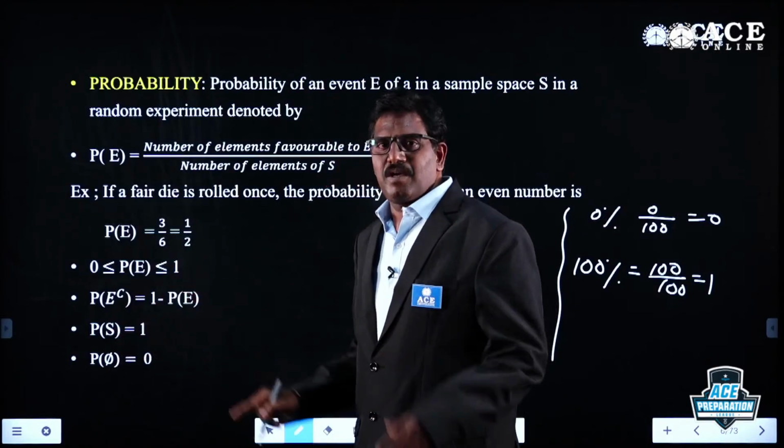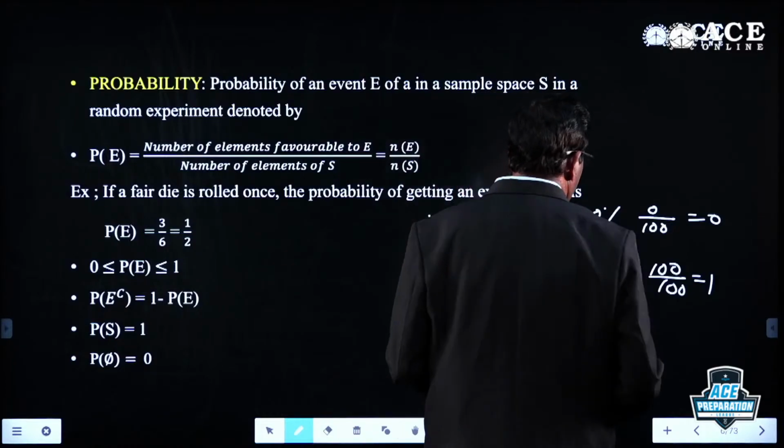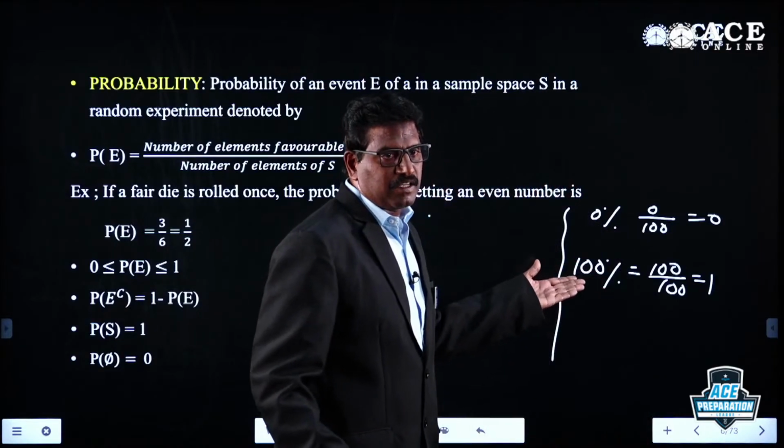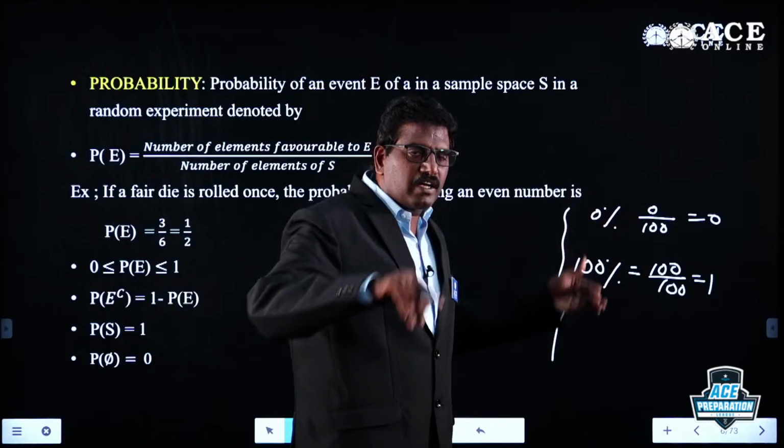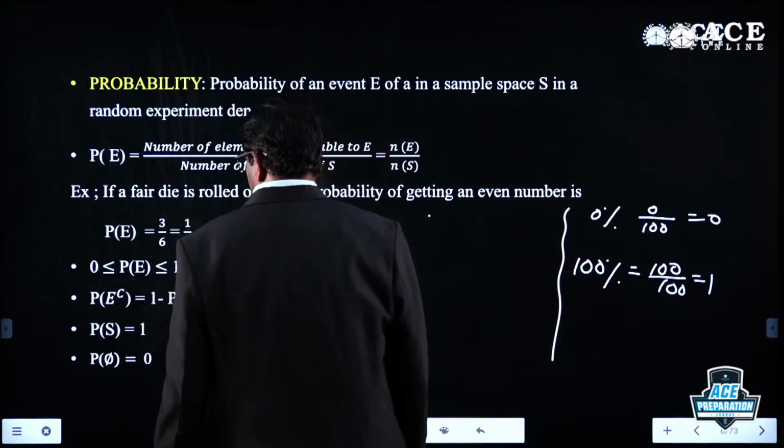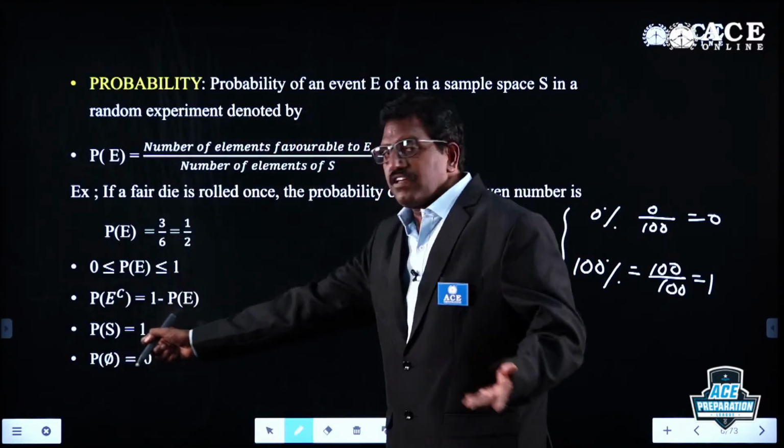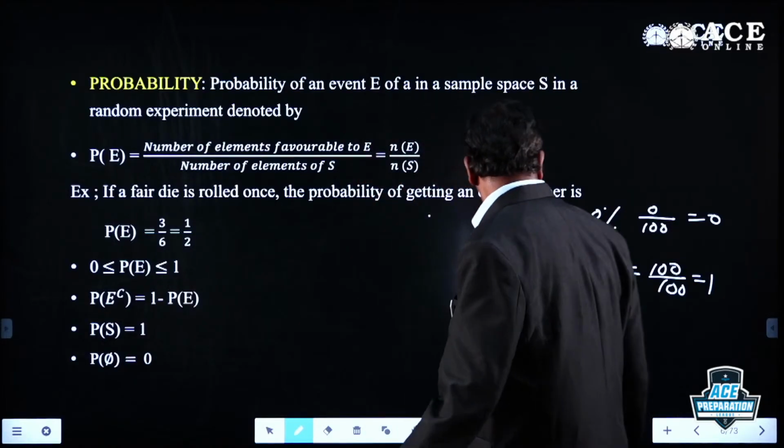The probability of the entire sample space means the maximum possible percentage, that is 1, because we are covering the whole universal set. And the probability of the null set means it is an impossible event, that is 0.